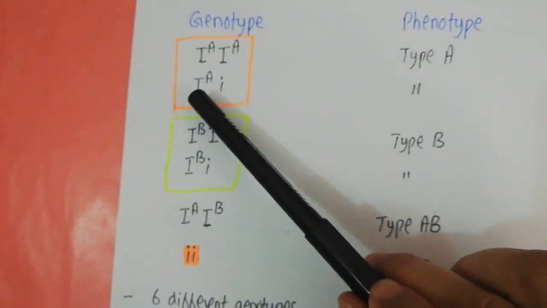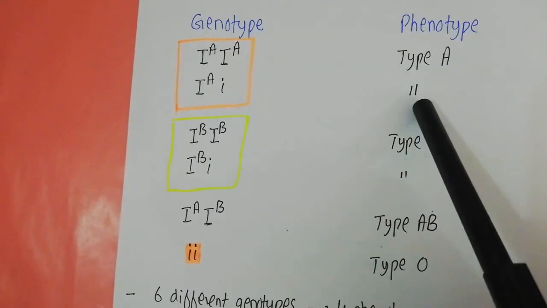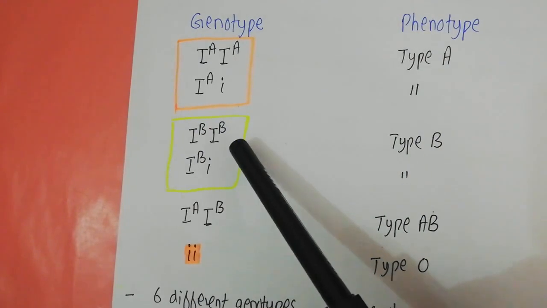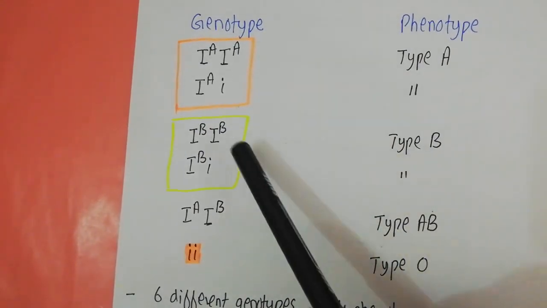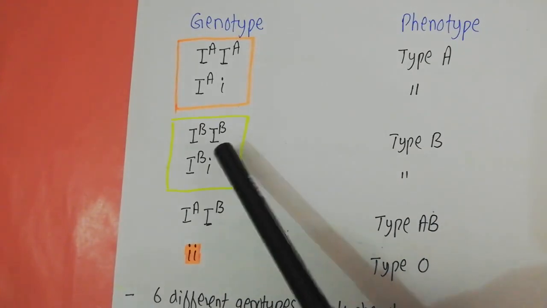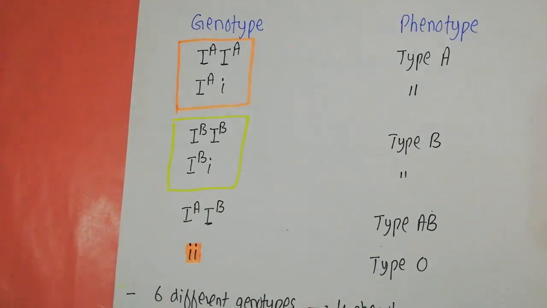That means that when the allele A comes with the allele i, the type of the blood will be the type A blood. Similarly, when you talk about the allele B or the type B blood, type B blood can express itself in the homozygous condition as well as in the heterozygous condition, because the allele B is dominant over the allele i.